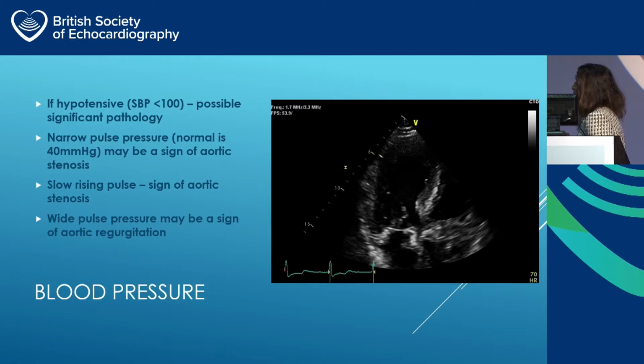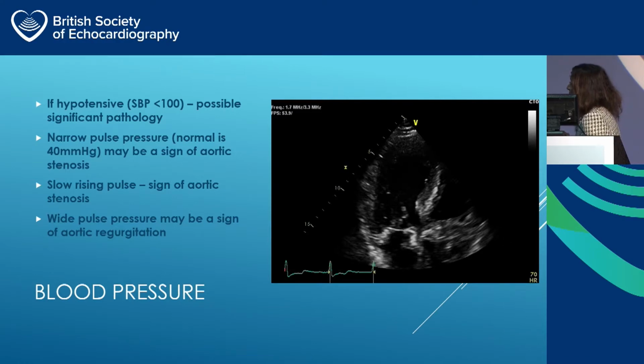Right. Blood pressure. Now, blood pressure is an extension. In fact, I should say the pulse is an extension of the blood pressure. So your blood pressure will follow on from what you've identified on the pulse. So if they are hypotensive, so systolic blood pressure less than 100, you'll probably find the pulse at the wrist is quite weak.